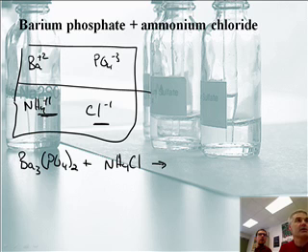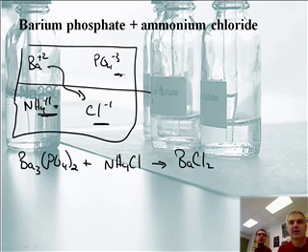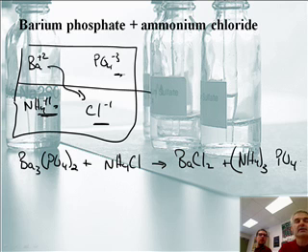NH4Cl makes, now we're going to cross them, right? Barium's going to get the chloride, so let's say BaCl2, because of the plus 2 and the minus 1. And phosphate has a 1 and a 3 charge, so this is a little tricky. You need 3 NH4s with PO4.